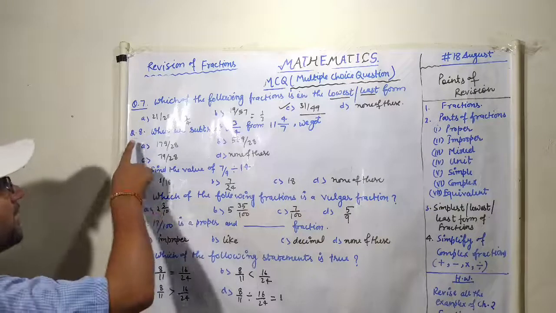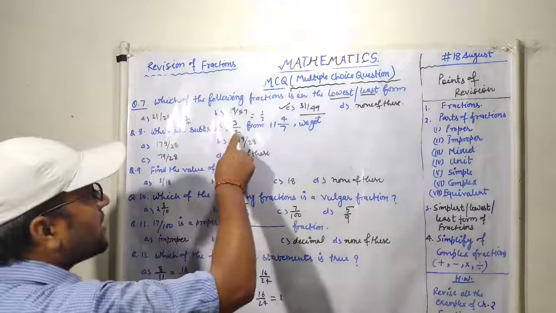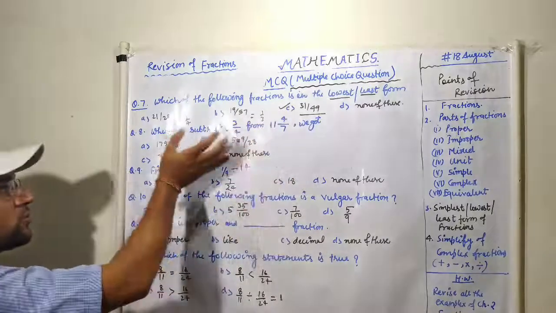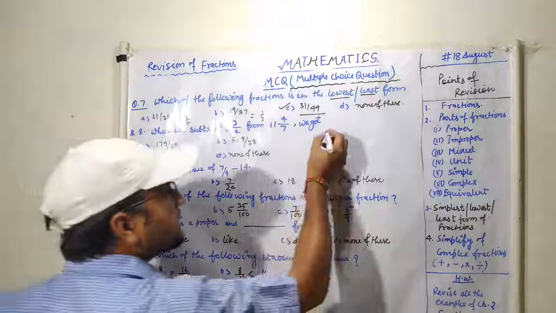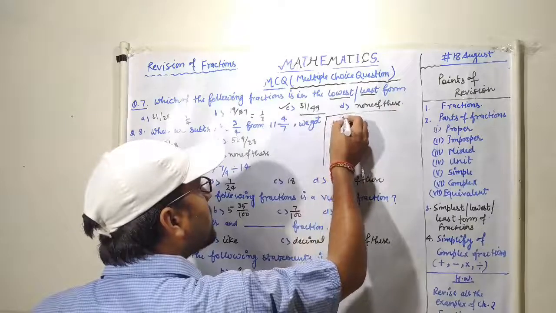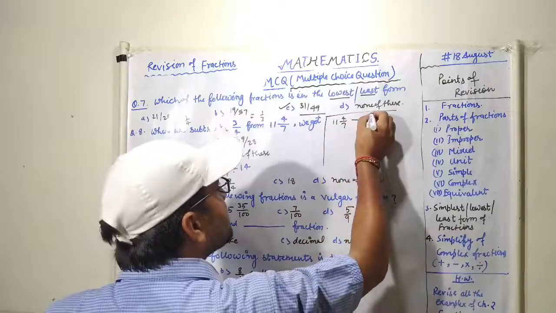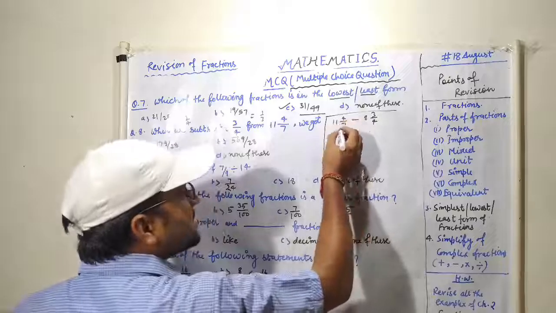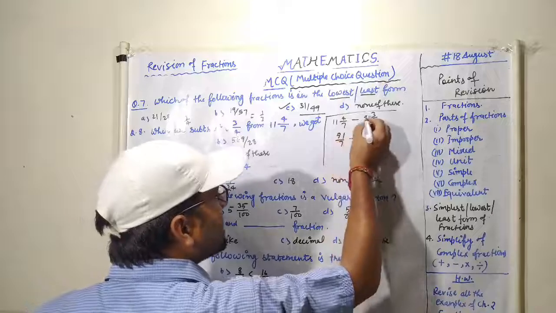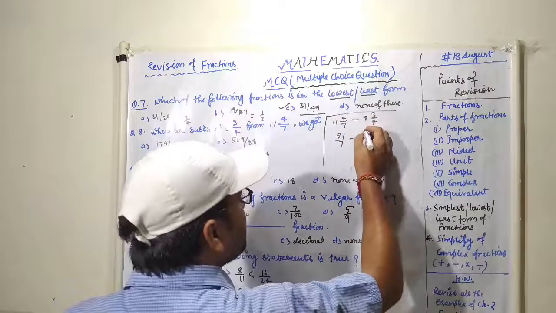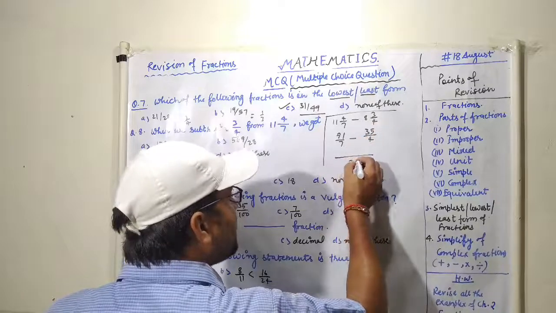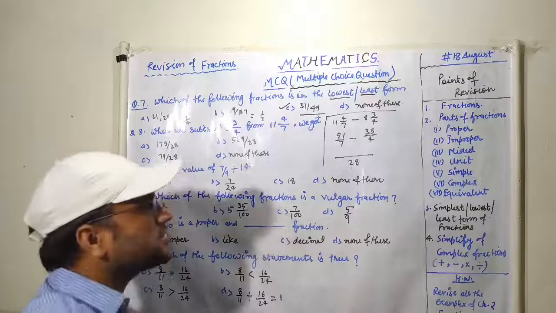Now question number 8: we subtract 8 whole 3 upon 4 from this number. What answer will you get? See this one: 11 whole 4 by 7 minus 8 whole 3 by 4. 11 7s are 77 plus 4, 81 upon 7, minus 8 4s are 32 plus 3, 35 upon 4. LCM of 7 and 4 is 28.